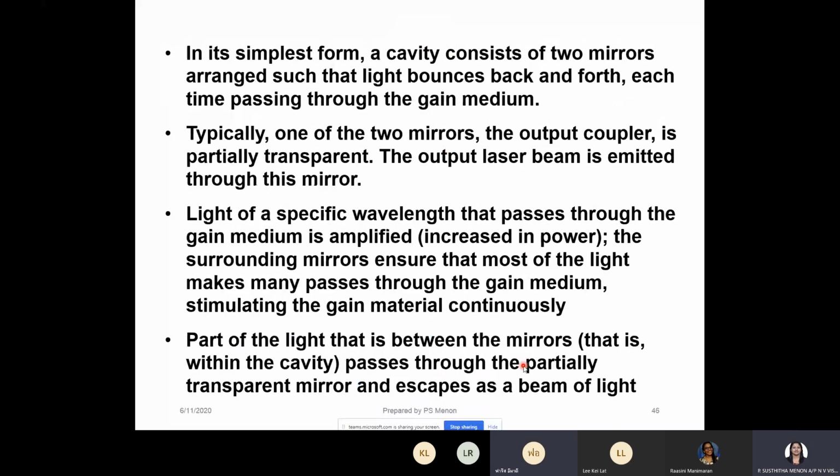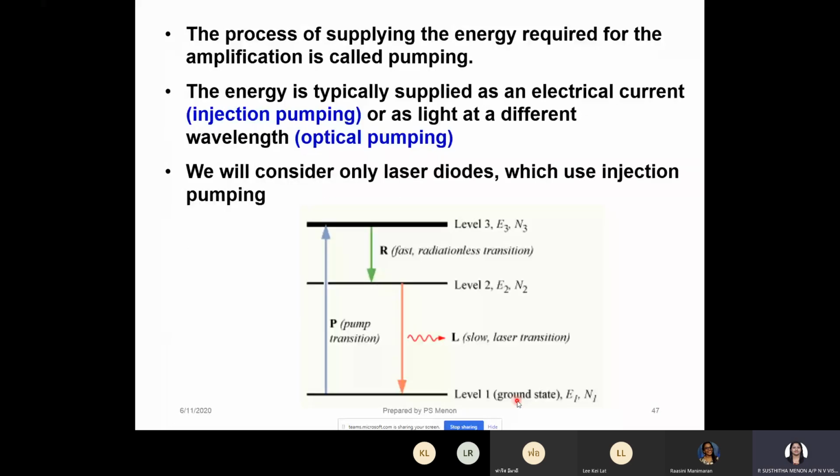Okay. So it makes many passes through the gain medium, stimulating the gain material continuously. Part of the light that is between the mirrors, that is within the cavity, passes through the partially transparent mirror and escapes as a beam of light. The process of supplying the energy required for the amplification is called pumping. That means we pump the light to go to higher energy. From higher energy, it will deteriorate to lower energy. During deterioration, light is emitted.